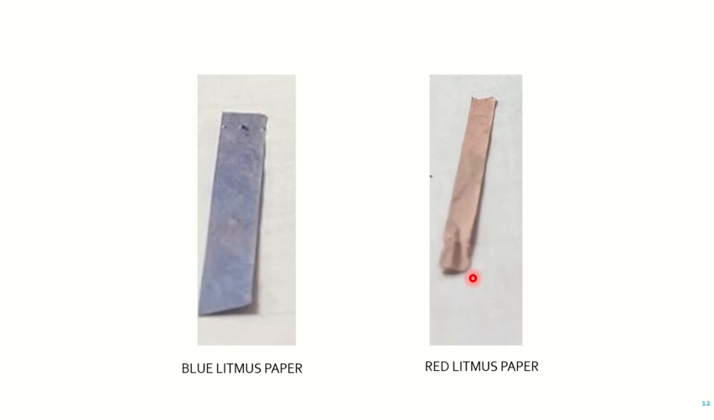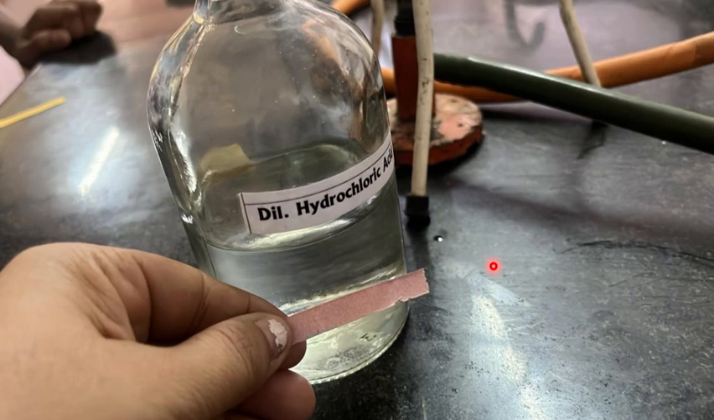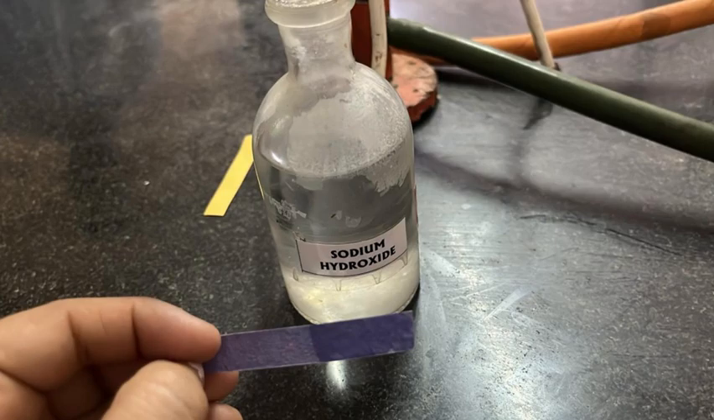Let's see the example. Blue litmus paper, it looks like this. Red litmus paper. So red litmus paper will remain red in acidic solution. This is a hydrochloric acid solution. If I dip this red litmus paper in hydrochloric acid solution, or if I put a drop of acid on this red litmus paper, it will remain red. There won't be any color change in the red litmus paper.